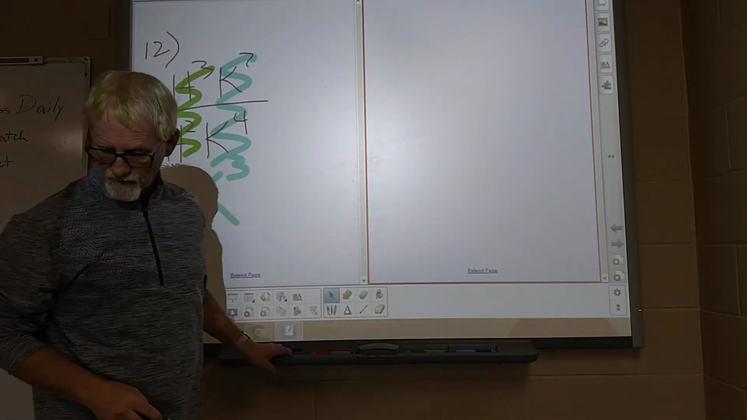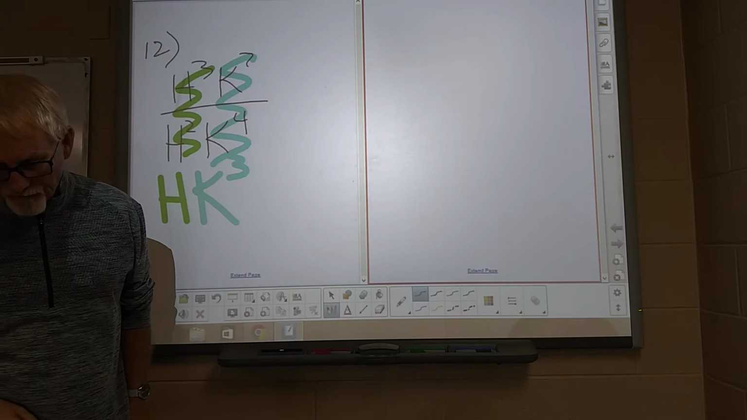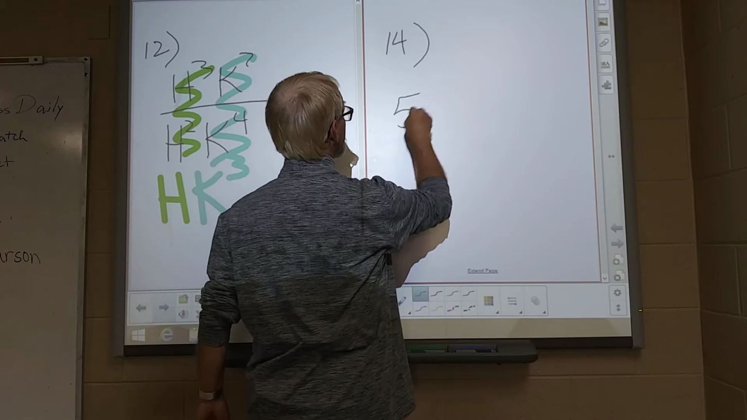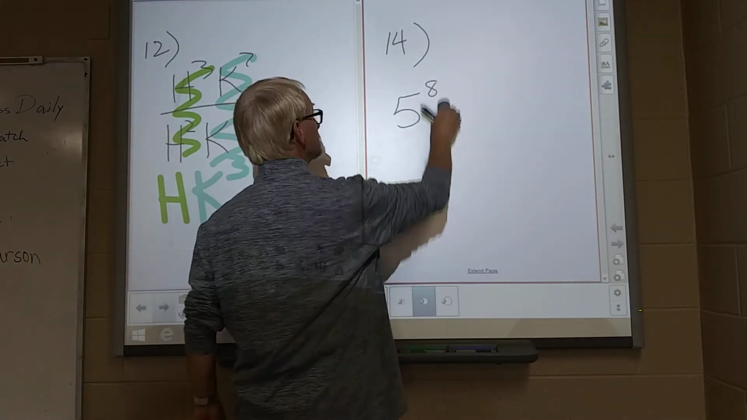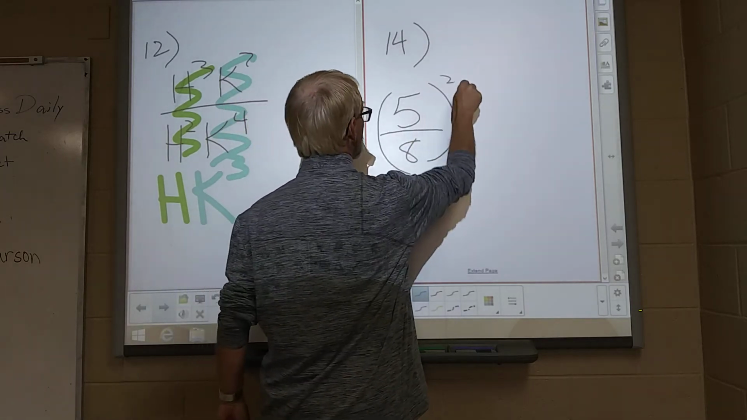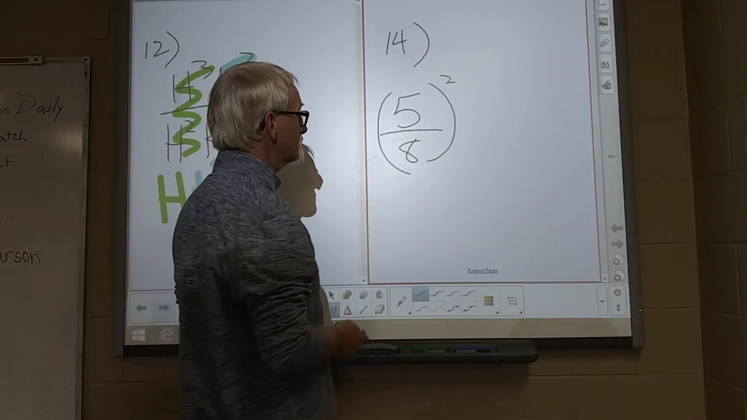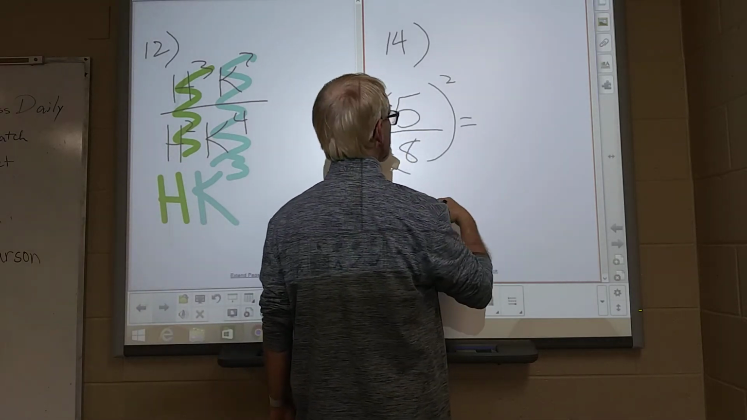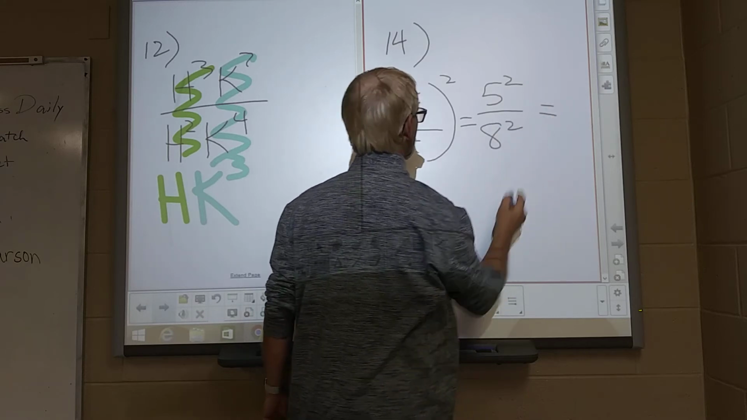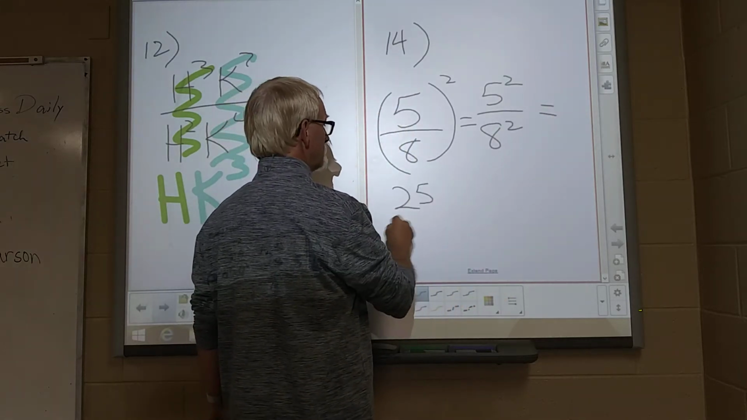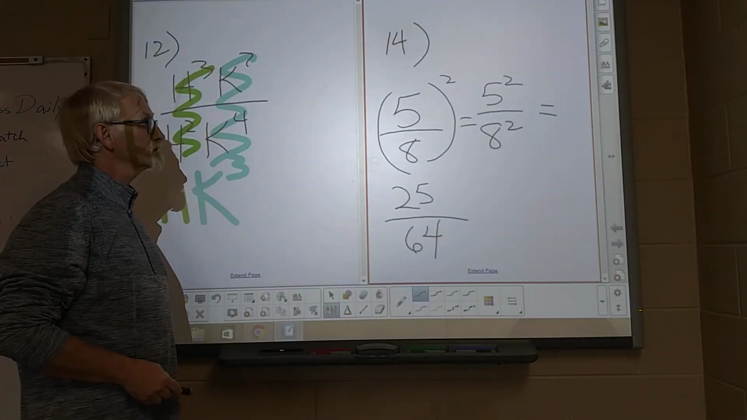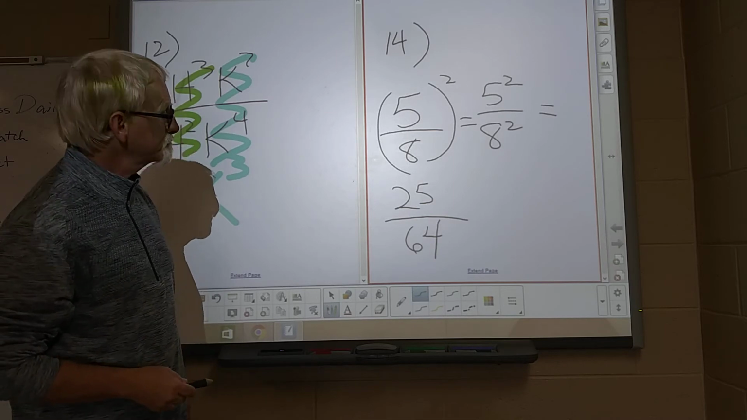Let's go on to 14. 5/8 squared. You just square the 5, and that's equal to 5 squared over 8 squared. 5 squared is what, 25? 8 squared is what, 64? And that's how that works. Sometimes you can reduce it.